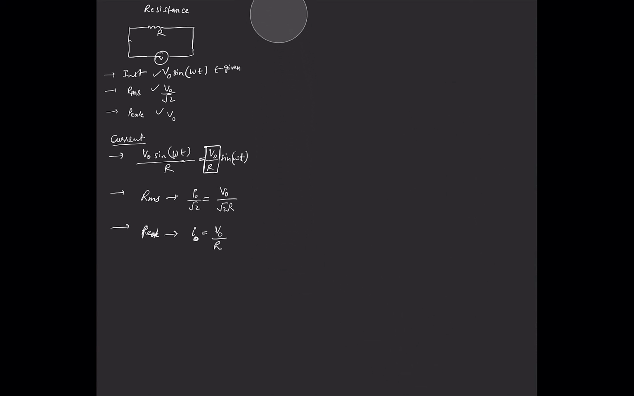And you can also remember this. See a circuit with a capacitor. We also call it a pure capacitive circuit, which means we only have capacitance, we don't have any inductance or resistance.